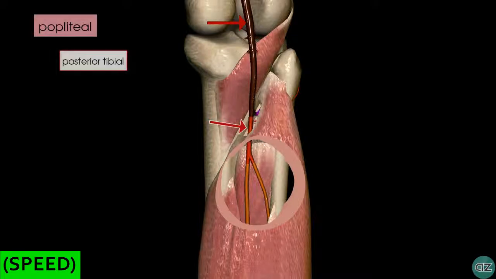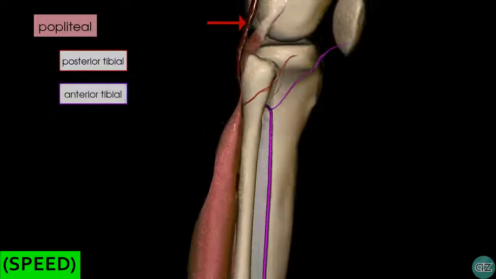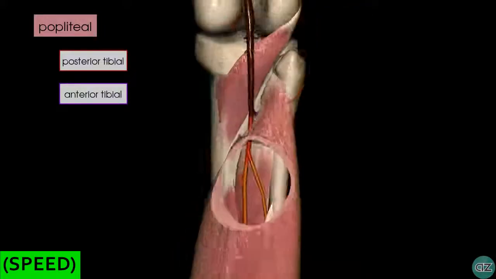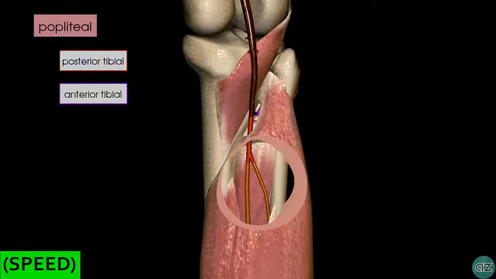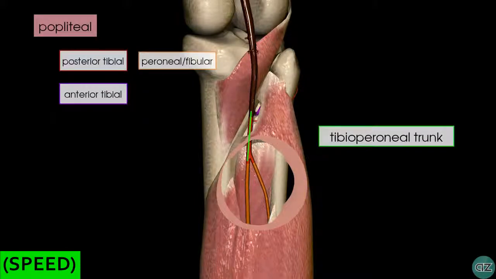You've got the posterior tibial artery, which you can see here in red, and if I rotate the model around slightly, you can see the anterior tibial artery in purple. So the posterior tibial artery gives off the peroneal or fibular artery, which you can see here. Now the bit between the origin of the anterior tibial and the origin of the fibular artery is sometimes referred to as the tibio-fibular trunk, or the tibio-peroneal trunk. So this tibio-fibular trunk gives off the fibular artery and the posterior tibial artery.